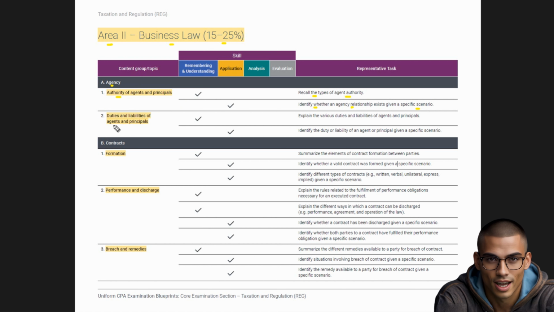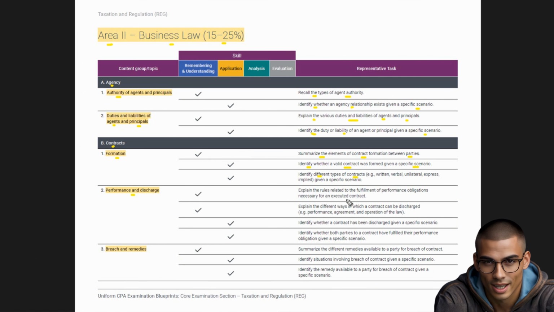Next, we have duties and liabilities of agents and principals, where you'll need to explain the various duties and liabilities of both the agent and the principal. And you'll need to be able to identify the duty of liability of an agent or principal given a specific scenario. Next, we have contracts and the formation of contracts, where you'll need to summarize the elements of a contract formation between parties. You'll need to identify whether a valid contract was formed given a specific scenario, and you'll need to be able to identify different types of contracts.